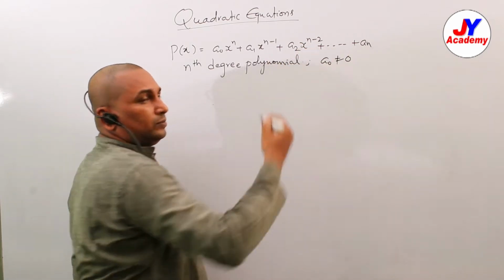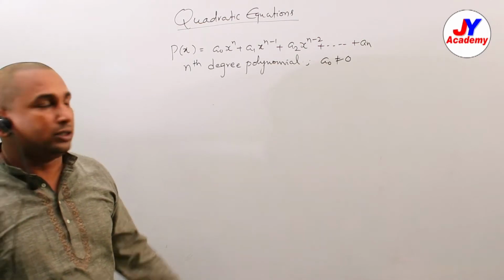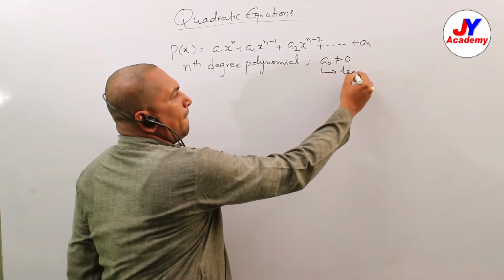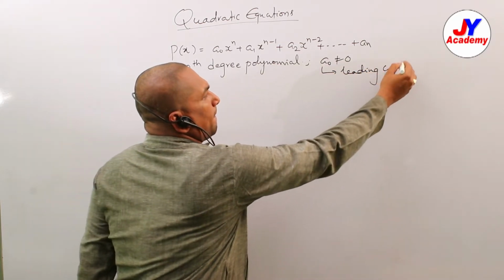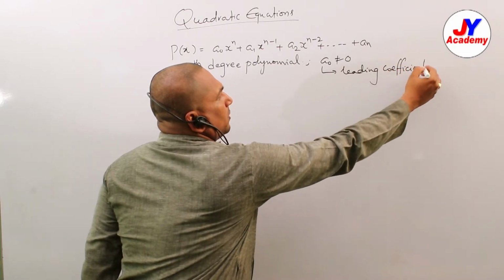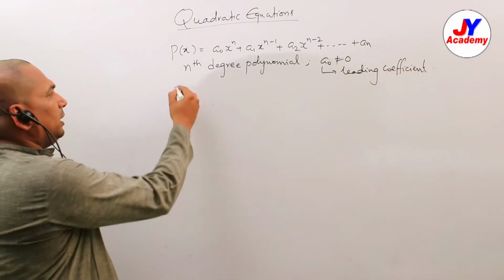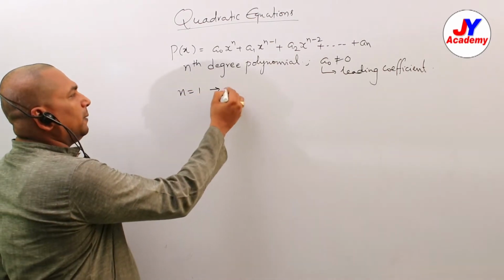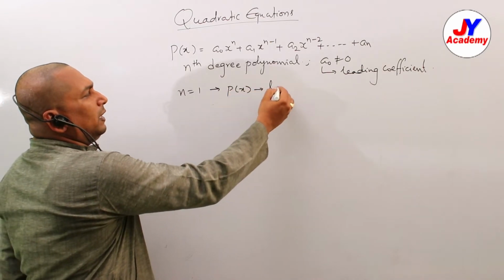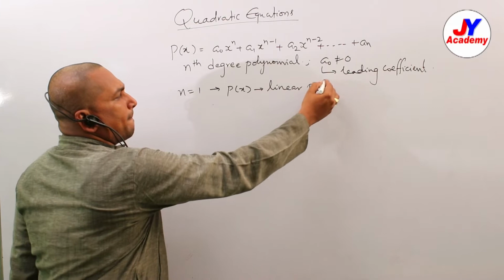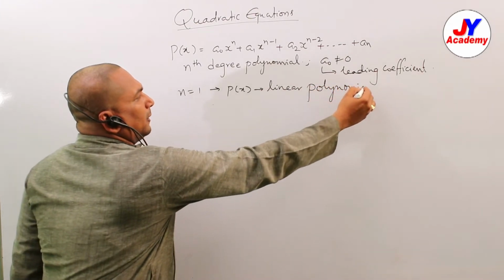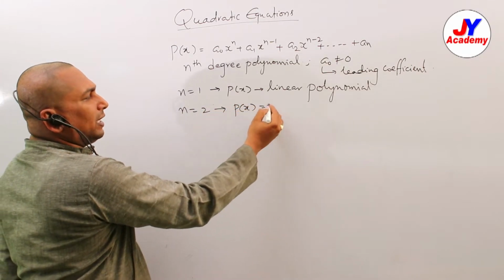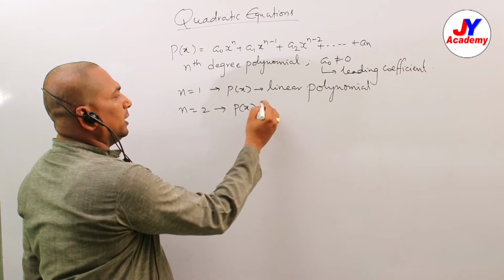a naught should not be zero, right? So a naught is called here the leading coefficient. Here if n is equal to 1, then P of x is called a linear polynomial. If n is equal to 2, then P of x is called a quadratic polynomial.